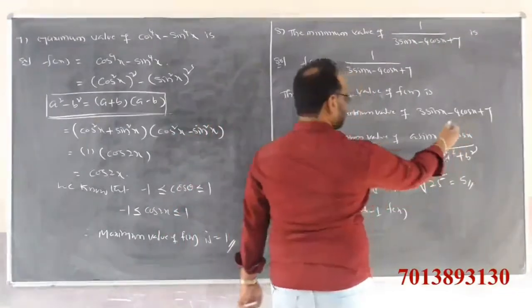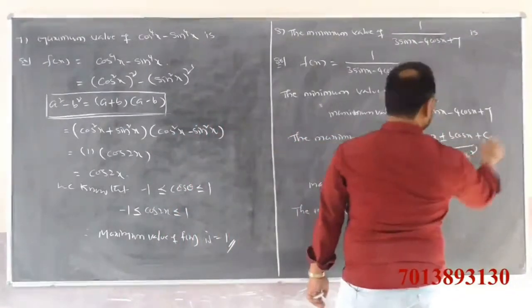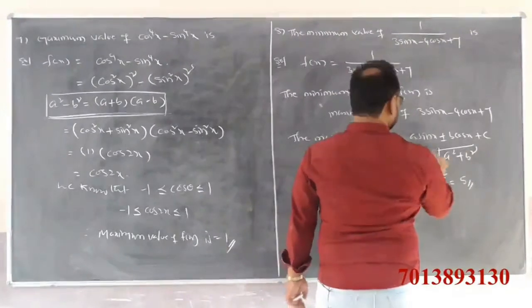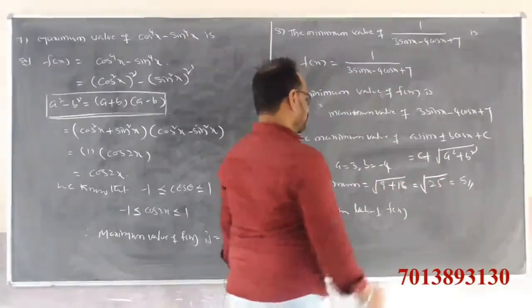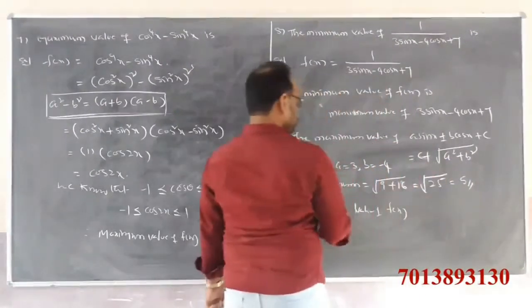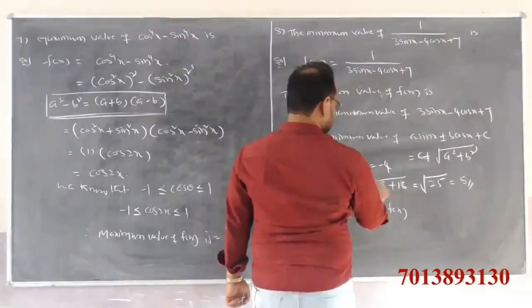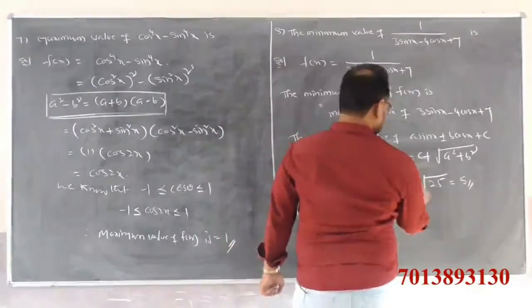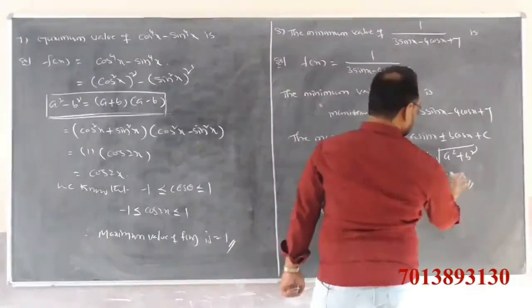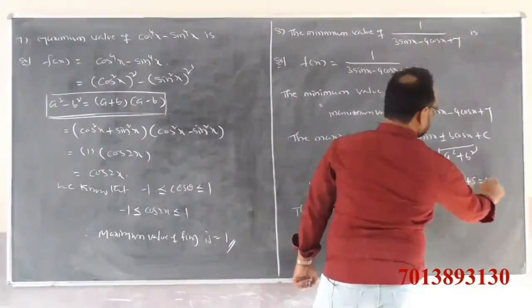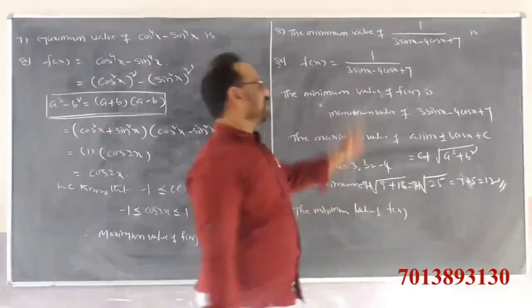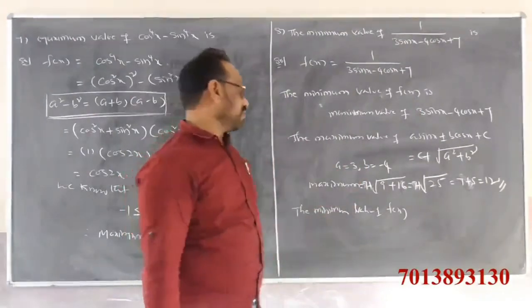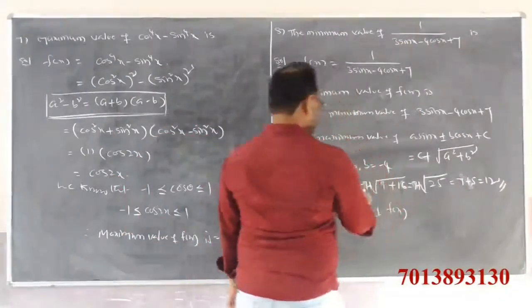Here we also take the c value, plus c, that is c plus square root of a square plus b square, that is 7 plus square root of a square plus b square, that is 7 plus square root of 25, that is 7 plus 5, we have 12. The maximum value of 3 sin x minus 4 cos x plus 7 is 12.